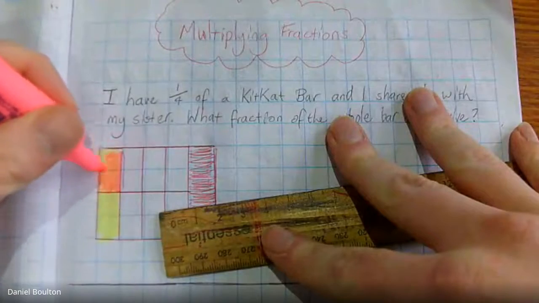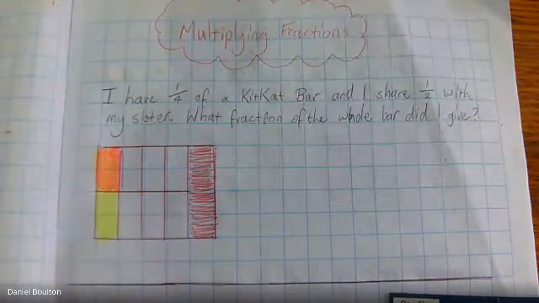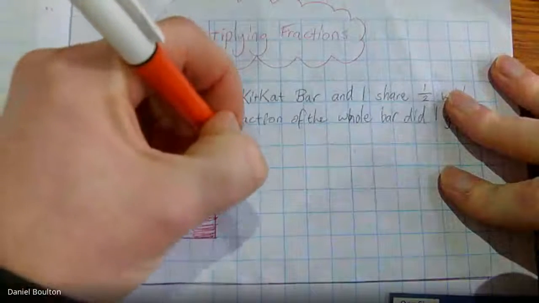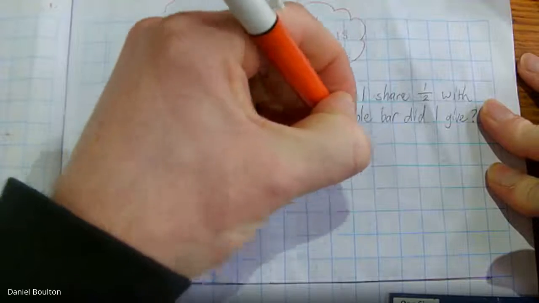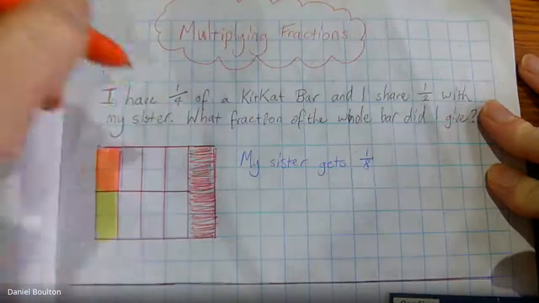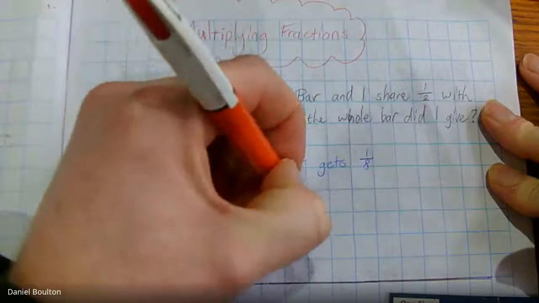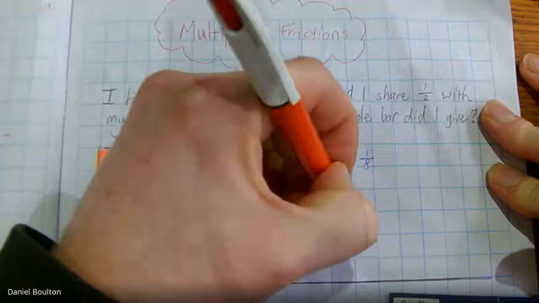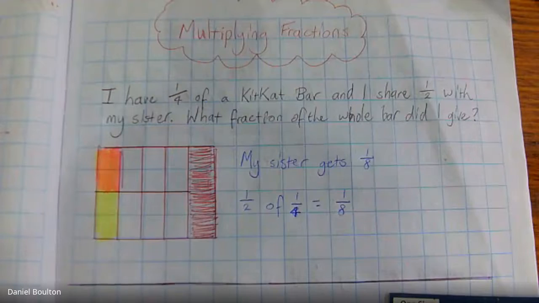So really what I've done is I have split the whole Kit Kat into 8 parts, and my sister is getting 1/8 of it. So I could say my sister gets 1/8. The other way I could word it is I could say that 1/2 of 1/4 equals 1/8, like that, because we had a quarter to start with. I halved it to make eighths and I highlighted one of them.